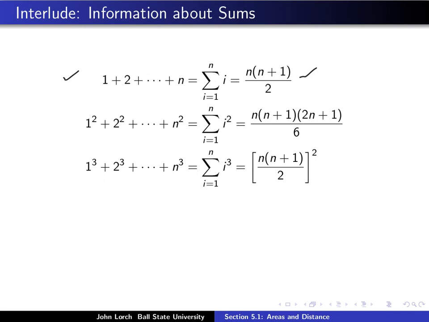The second formula tells us how to add up a bunch of squares. So if I take 1 squared plus 2 squared up through n squared, add all that stuff up, apparently that can be done just by taking n times n plus 1 times 2n plus 1 divided by 6. And then the final formula here involves cubes. I take 1 cubed plus 2 cubed up through n cubed. That apparently is n times n plus 1 over 2, quantity squared.